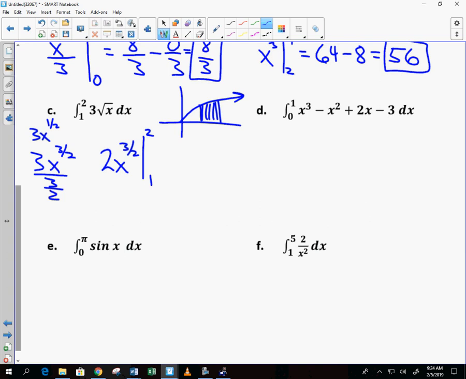Let's plug in 2. What's 2 cubed? 8. Square root of 8. Can I simplify that? 2 roots of 2 times 2. So I get 4 roots of 2. And then I plug in 1. 1 cubed is 1. Square root is 1, times 2 is 2. So 4 roots of 2 minus 2 is the exact area found underneath the curve at that spot.